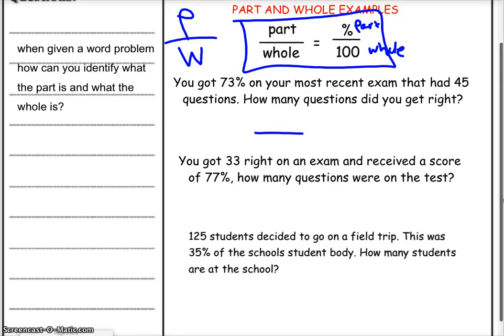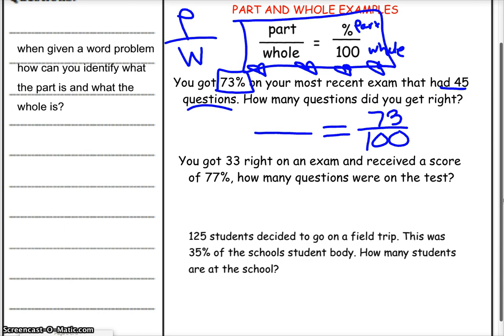Here's what I always know. I make my little skeleton. I know 100 is going to be on the bottom right. I also reflect on this, and I know it should be part is to whole as percent is to 100. And now I just fill in the blanks. I got 73%. That's a percent, so I'm going to put it over 100, right? On your most recent exam that had 45 questions, is that my whole exam or part of my exam? The whole exam, so it goes on the bottom. And so I'm trying to find the part.